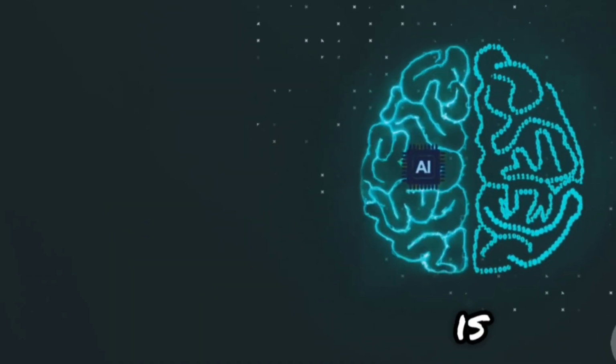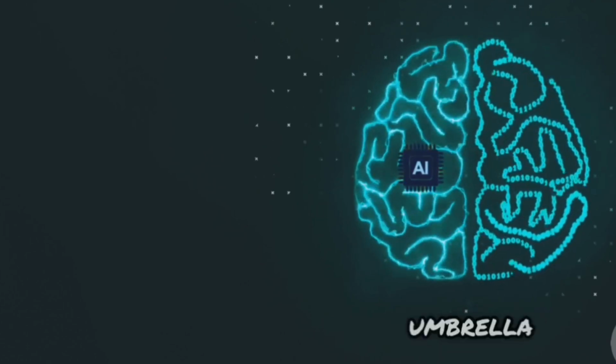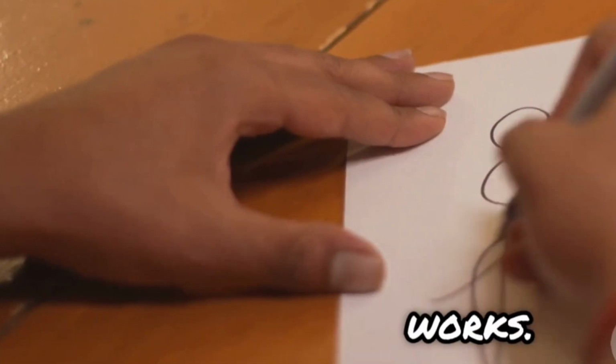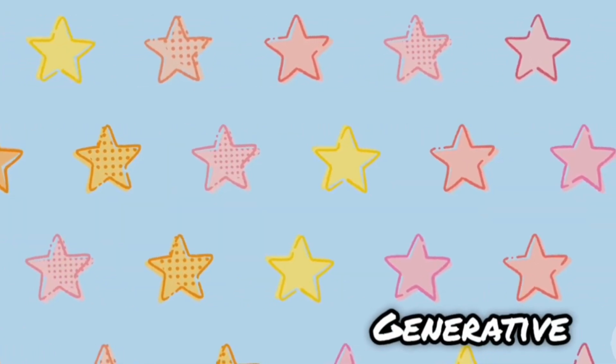So the hierarchy is this. AI is the biggest, an umbrella term. Inside that is ML, which is a specific way AI works. Inside ML is DL, which is an advanced form of ML. And a powerful use of DL is generative AI.